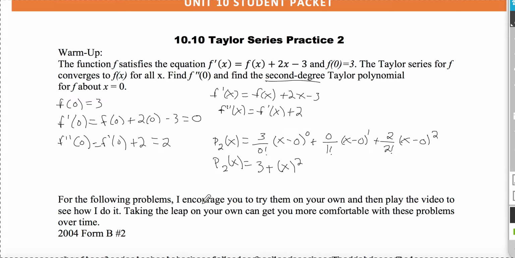All right, so hopefully that gives you a little warm up, getting the ball rolling again in your mind about how this stuff works. And today we're going to just keep practicing with our Taylor polynomials.